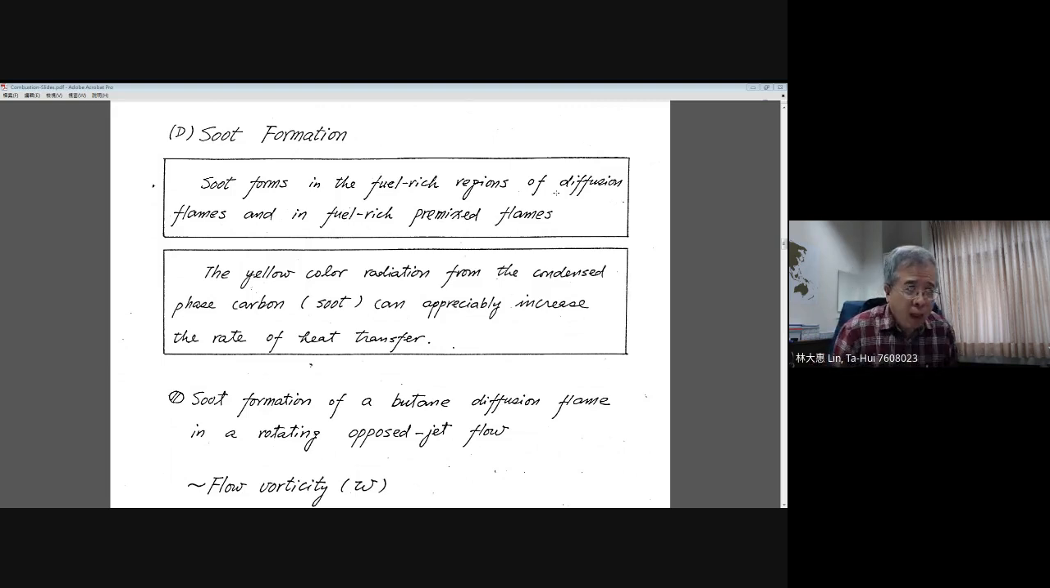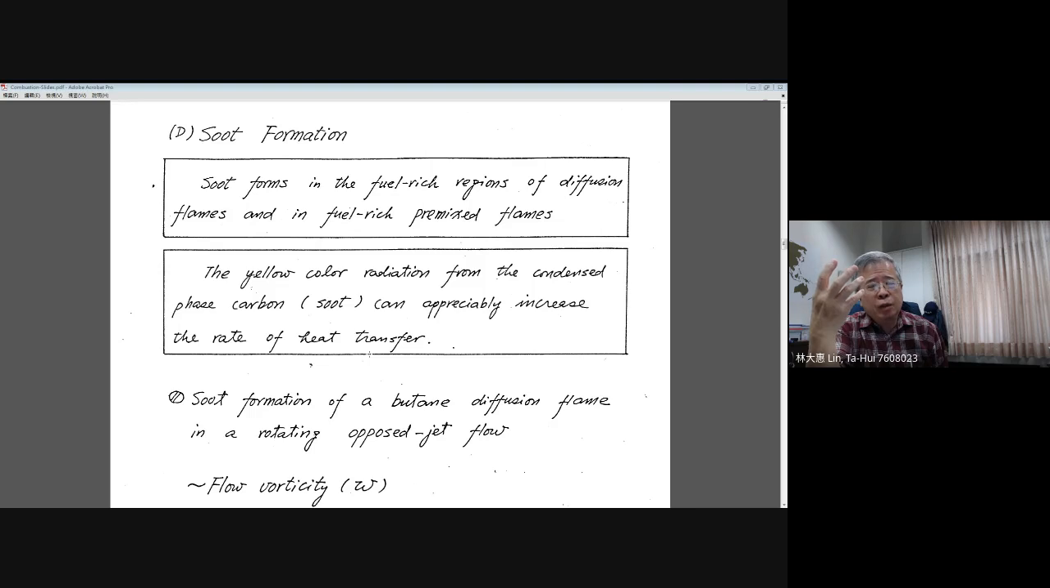Okay. And usually when we mention soot formation, those soot formations are accompanied with strong radiation. Those yellow color radiations will increase the heat transfer, that means the radiation heat transfer. This is another important thing: soot formation is not a good one because they will produce pollution, right? They are particulate pollutants, but inside the combustion zones, they will enhance the thermal radiation. Thermal radiation is the major heat transfer mode in the combustor, in the combustion zones.